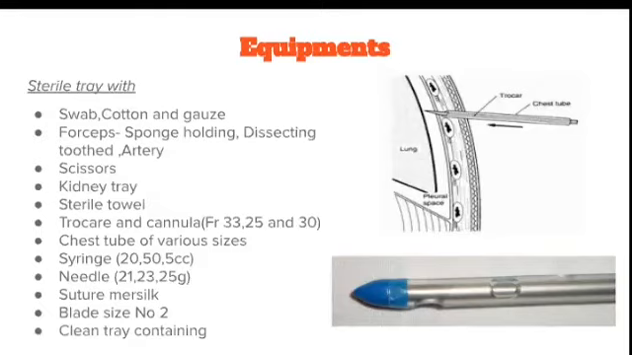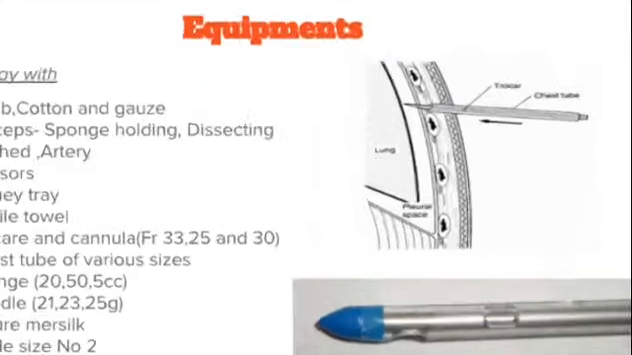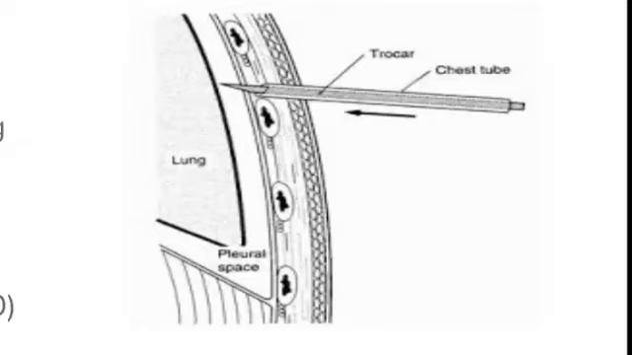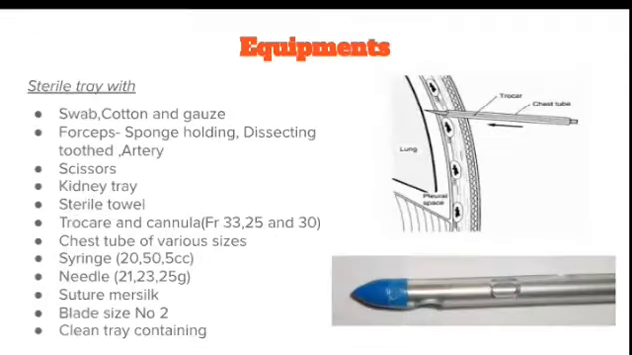Syringe and needle of various sizes. Suture, because once we insert the chest tube, we usually suture it on the chest wall. So we need suture blade as well as Mersilk, and we need a BP handle. This is the trocar, the sharp needle-like or blunt edged stylet, and the chest tube will be inside. For puncturing we use the trocar and after that we remove it.